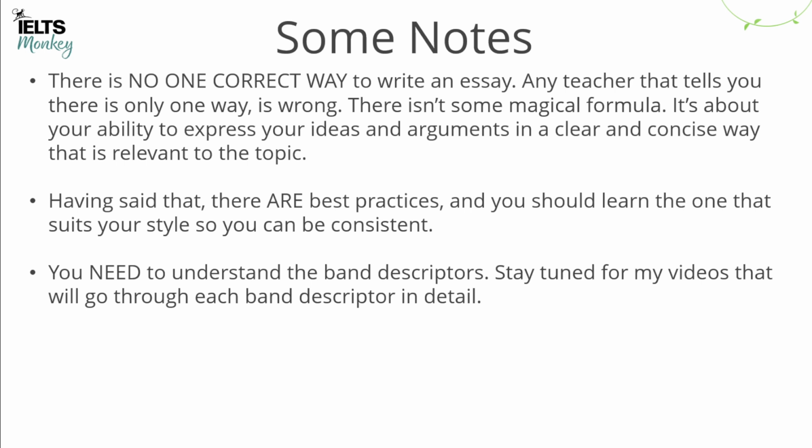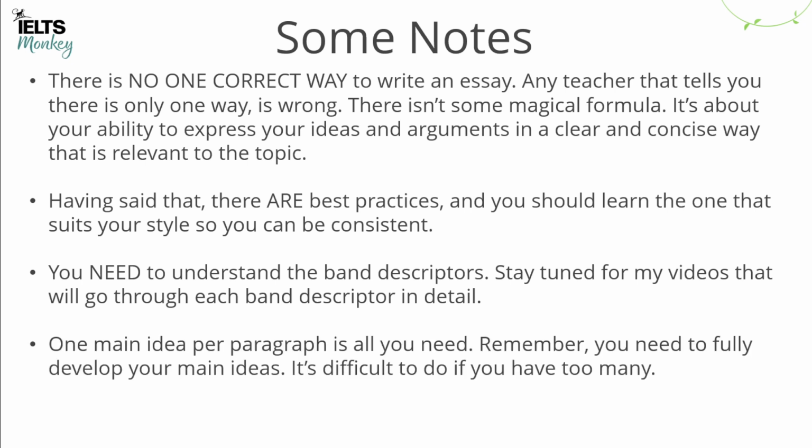You also really need to understand the band descriptors. This is really important. I have posted a video earlier about task achievement that I highly recommend you check out. It breaks task achievement down, which in my opinion is one of the most difficult band descriptors for many students, just because it's so easy to mess up. Right? You can get a band score 8 in coherence and cohesion, vocabulary, grammar, but then boom, you get a 4 in task achievement because you simply didn't answer the question or you misunderstood the question and answered something differently. So it's really important to understand that.